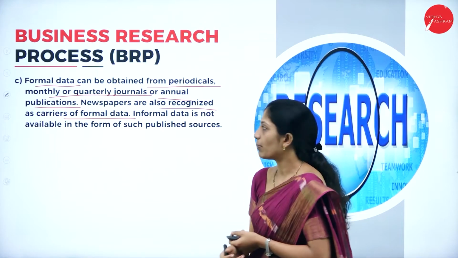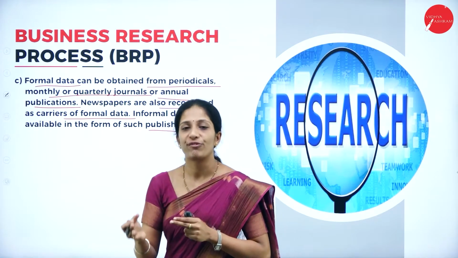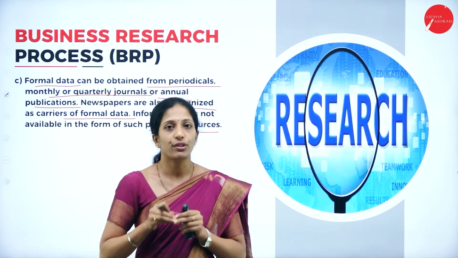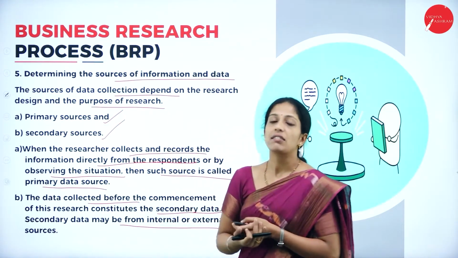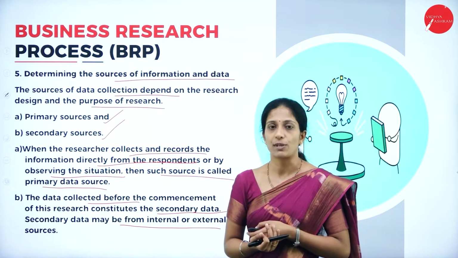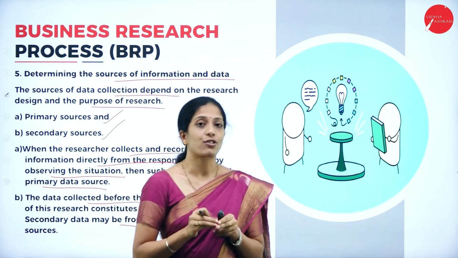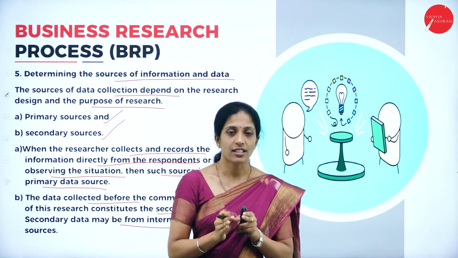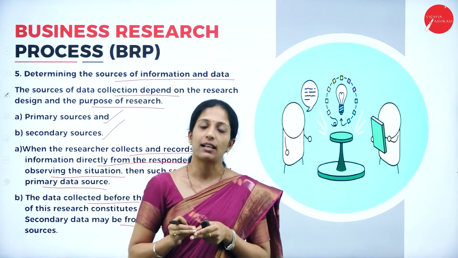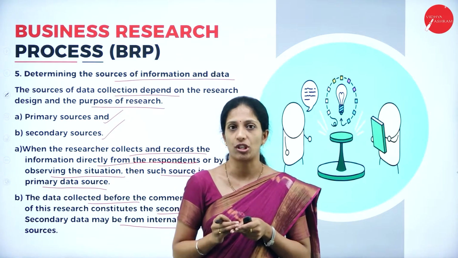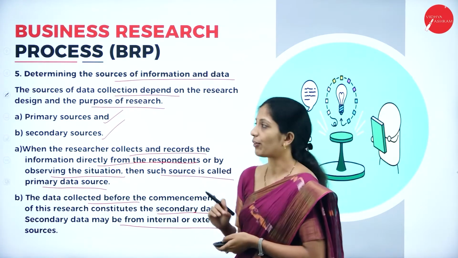Informal data is not available in the form of such published sources. So formal data means it has formally been published, and the researcher is going to collect the information from it. That is termed as formal data. So your fifth step will be determining the sources of data and information. We have identified the problem, we know the objective, we know how it has to be solved, we have made a proper research plan. Now in order to achieve that plan, we have to know from where to collect the information. What is the main source of information? Whether we have to go for primary source or secondary source, that we have to decide in the fifth stage.